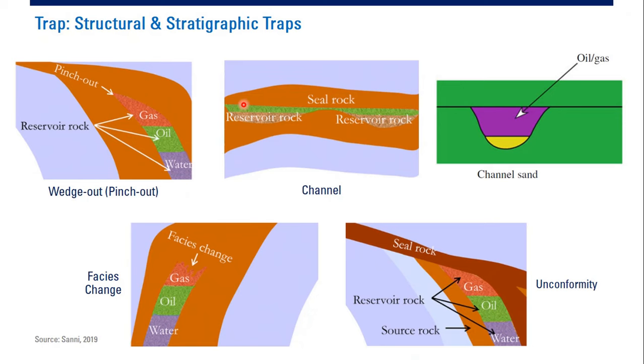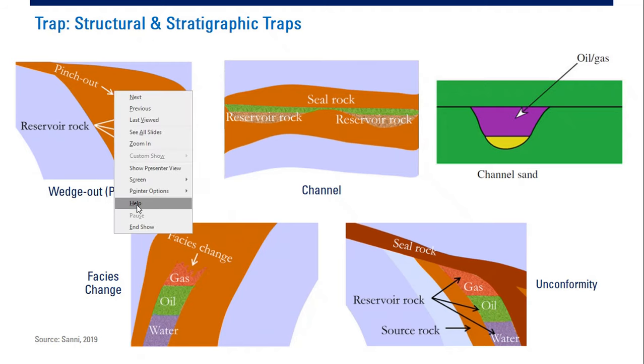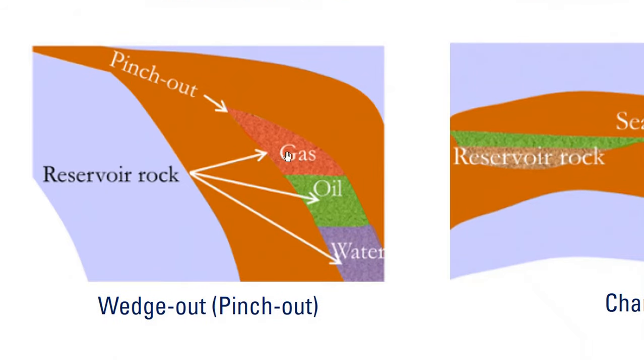Another kind of trap, we call it structural and stratigraphic traps. Some of them is pinch out. Okay, pinch out. So we have gas, oil, water. We call it pinch out because the reservoir is stopped there. If we zoom, right, the reservoir stops there. Jadi persebaran reservoirnya itu habis stop di satu titik. We call it pinch out.